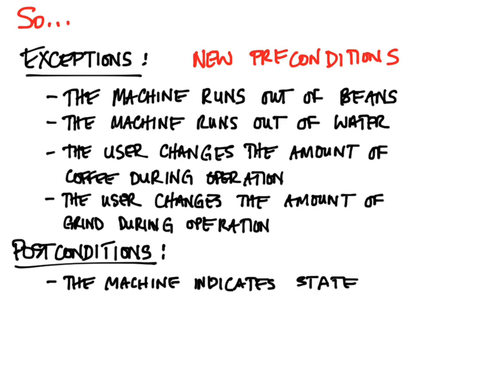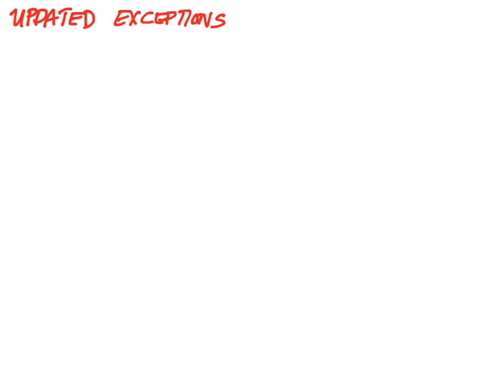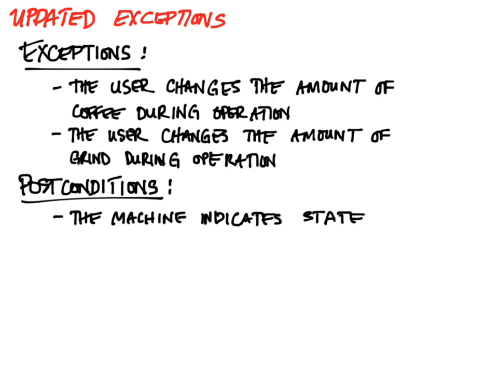So our revised exceptions are the following. Now that we have new preconditions, I can get rid of these 2 exceptions, which is going to give me an updated list of exceptions, like so. So now the only 2 exceptions we can have are that the user changes the amount of coffee during operation, and the user changes the amount of grind during the operation. The post conditions are the same, the preconditions are all that's changed. And suddenly we now have a much easier design.